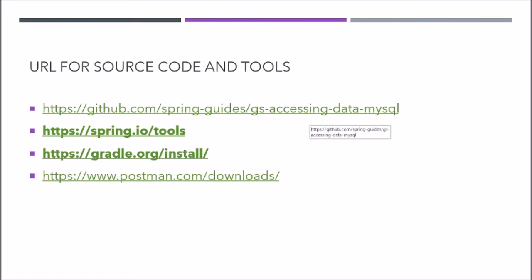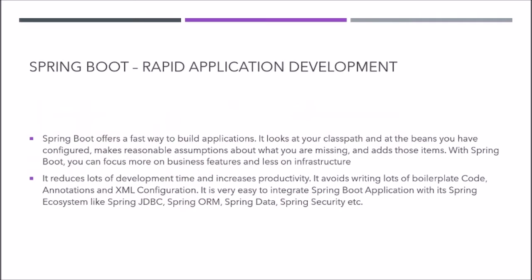So these four URLs are very useful to run our demo code. The first URL is the GitHub URL that has our code, the second URL has the link for downloading STS, the third has the link for downloading Gradle, and the fourth one is for Postman. To know about our Spring Boot basics and Spring Boot demo, please refer to our previous videos.